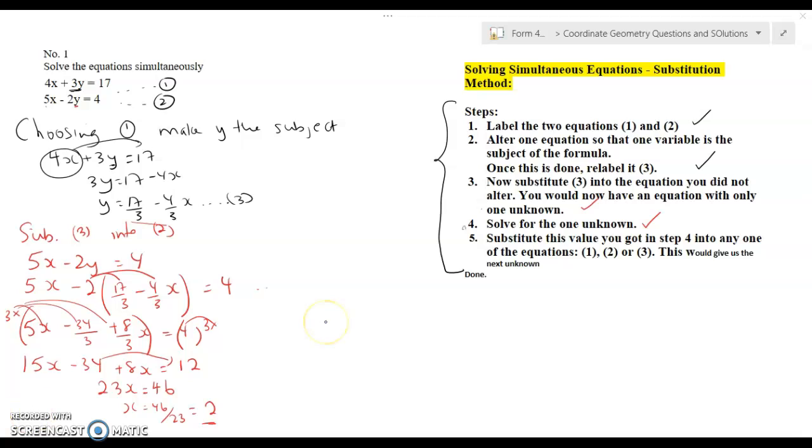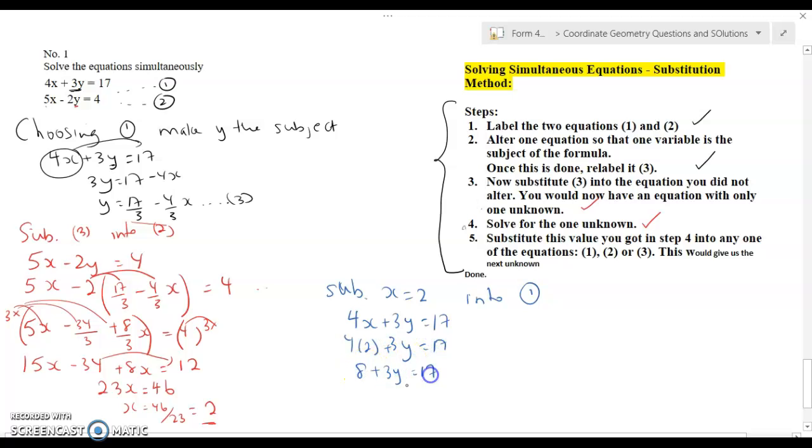That's the last step. So now I will say substitute x is equal to 2 into 1. I will just go with 1. Instead of writing 4x plus 3y is 17, I'll write 4 by 2 plus 3y is equal to 17. 8 plus 3y is 17. So 3y is 17 minus 8. Y is equal to, well, that will end up being 9. So y is equal to 9 on 3, 3.